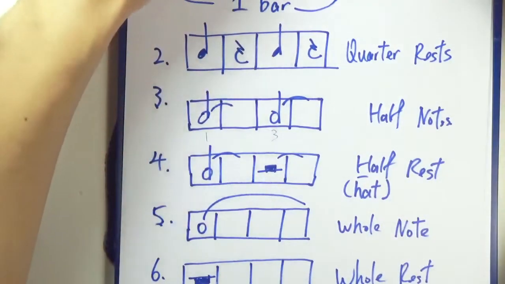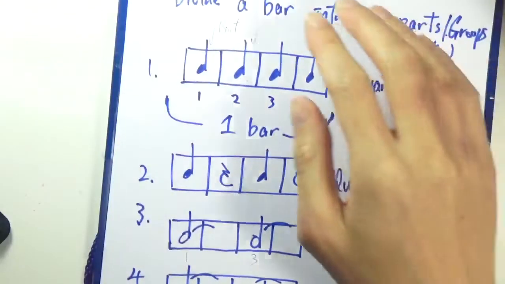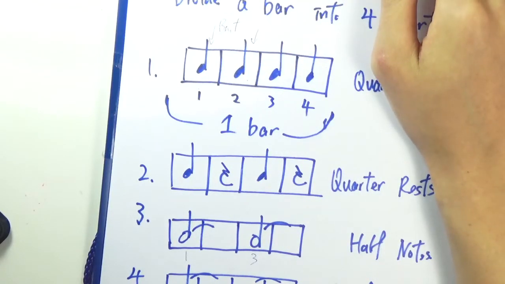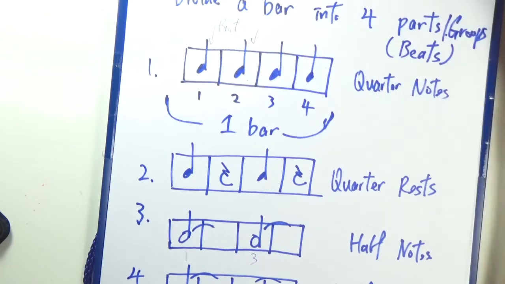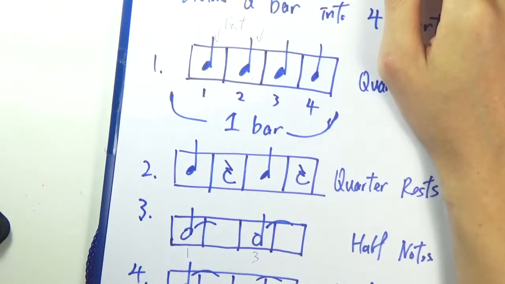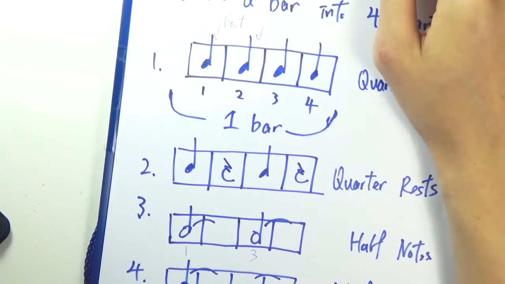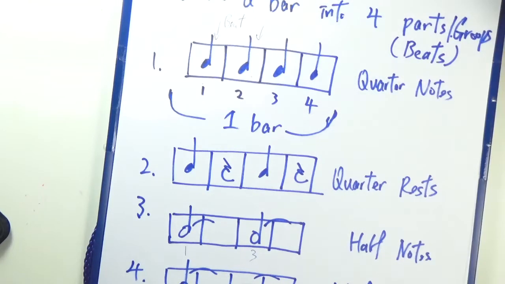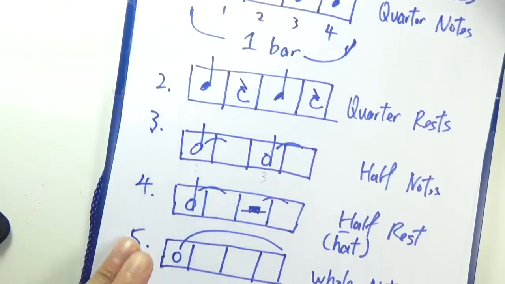If I play that on keyboard, it would sound like 1, 2, 3, 4, 1, 2, 3, 4, 1, 2, 3, 4. If I play example 2 with the keyboard, it would be something like 1, 2, 3, 4, 1, 2, 3, 4. So I'm stopping on beats 2 and 4. All right, so let's go to example 4.